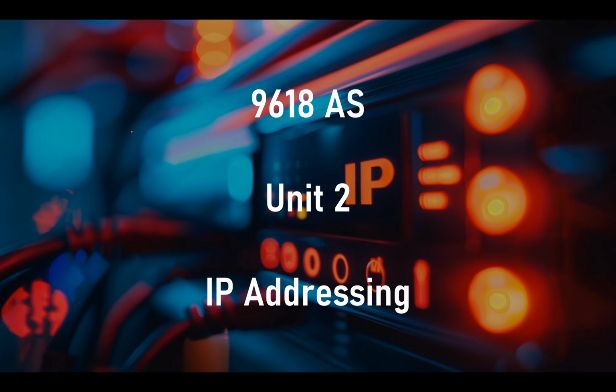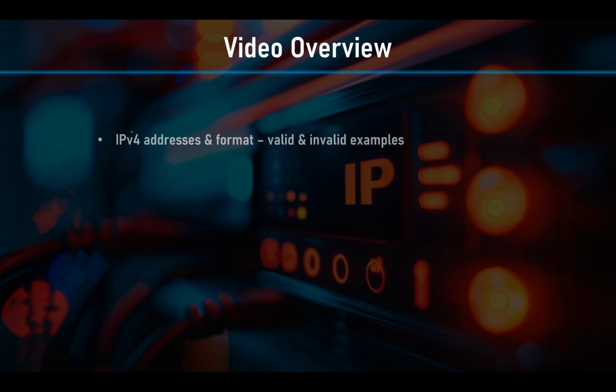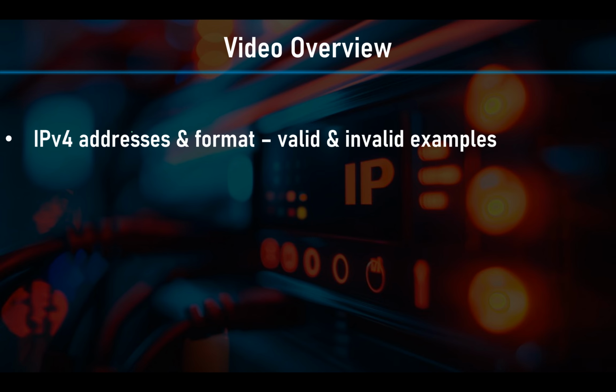So if you look here, we're just going to continue from where we left off, which was Unit 2 and IP addressing. A quick video overview: first we're going to look at IP version 4, the addresses and also the format. We'll also look at some exam style questions where they'll give you an IP version 4 address, and ask you to say whether it is valid or invalid, and also give a reason why. Then we'll quickly look at the history of IP.